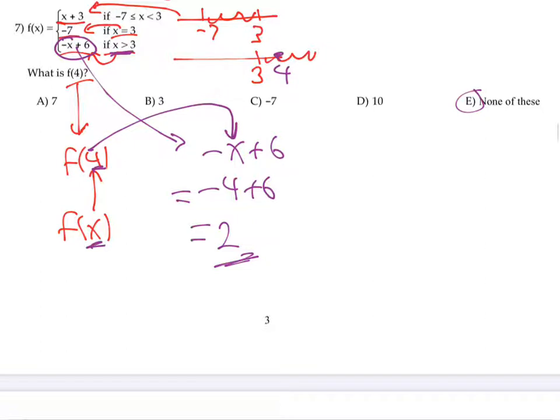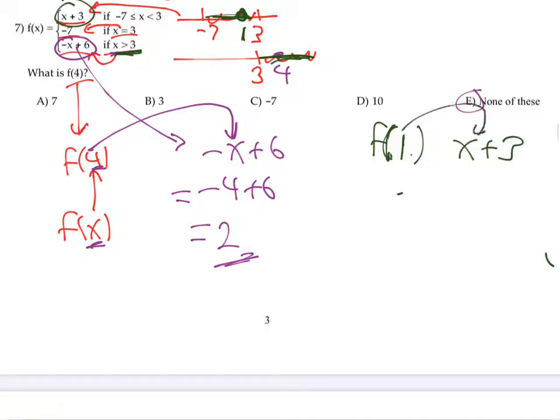If they, for example, let me change the question. If they had said find f of, let's just do f of 1. If they'd said f of 1, where's 1? Is it greater than 3? Is it over here? No. It's between -7 and 3. 1's right here. So then I would plug into that function. I'd plug into x plus 3. You plug the 1 in. You'd get 1 plus 3, 4. So you just find the one that you're supposed to plug into.